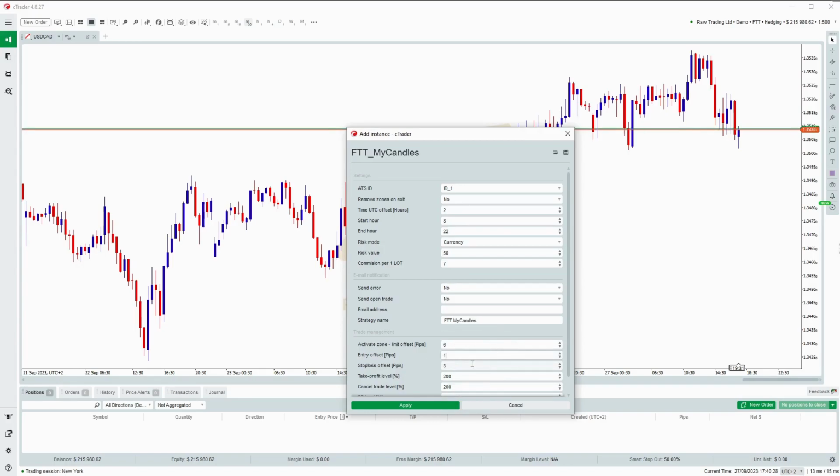Stop loss offset. The strategy places the stop loss at the outer edge of the zone. For example, if you set the offset to 3 pips, the stop loss will be set 3 pips behind the outer edge of the zone.